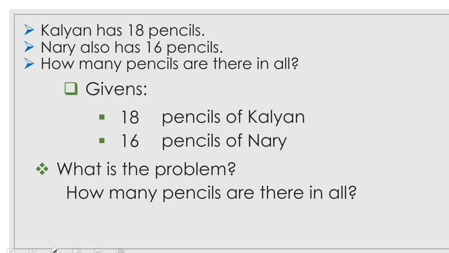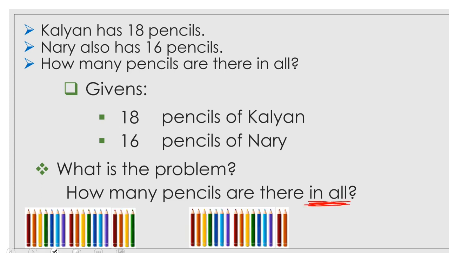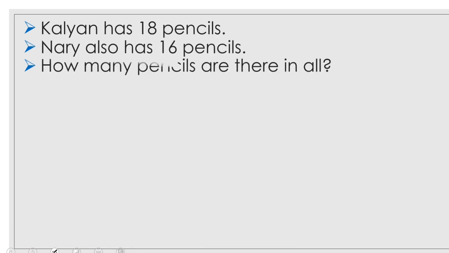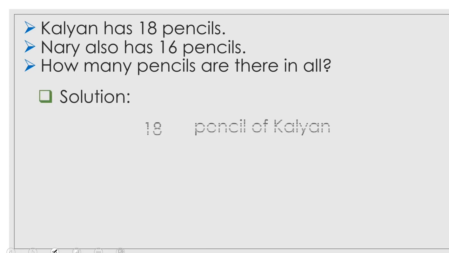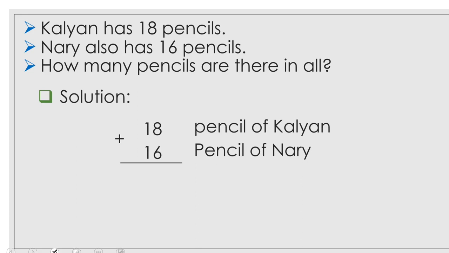And also we can use the clue word. We have the words "in all." So we have these 18 pencils and 16 pencils. So if we now know what to do, we can start with our solution. So 18 pencils of Kalyan plus 16 pencils of Nari.